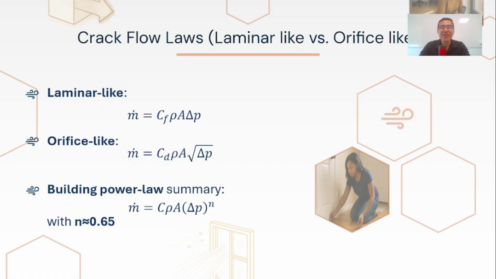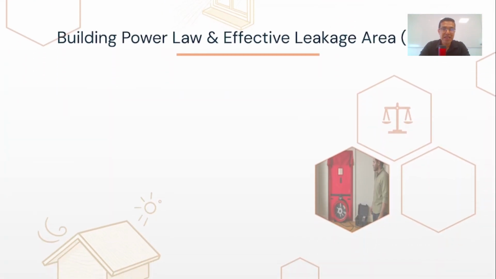Since real buildings have countless leaks with all kinds of shapes and sizes, they actually behave as a blend of these two extremes. To model this, we use a single power law that neatly summarizes the entire building's leakage. This law uses an exponent of about 0.65, which is a perfect middle ground between the two flow types. Now that we've looked at how individual cracks behave, let's zoom out to the whole building and see how we put all the information to work.